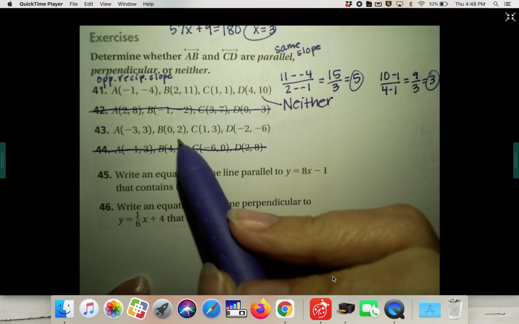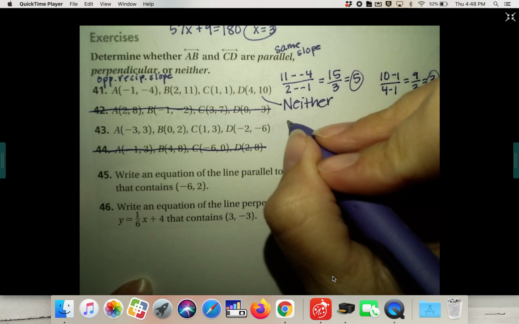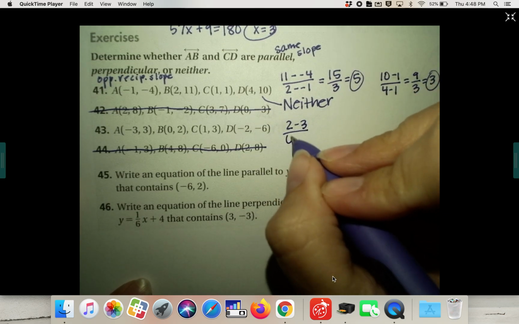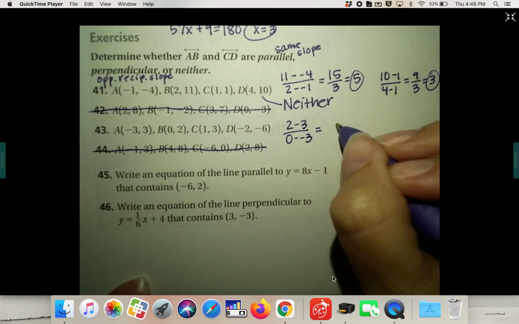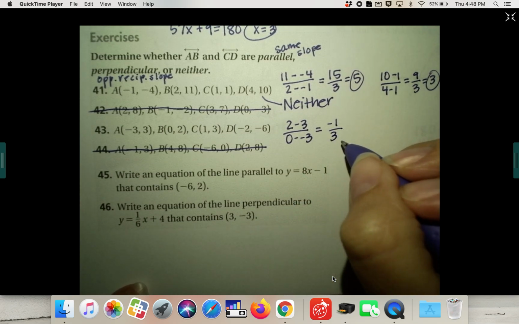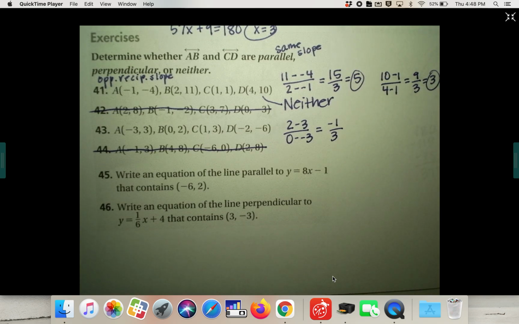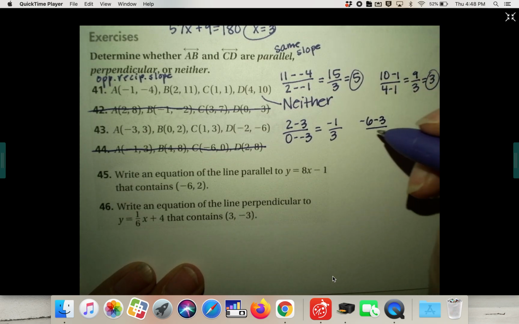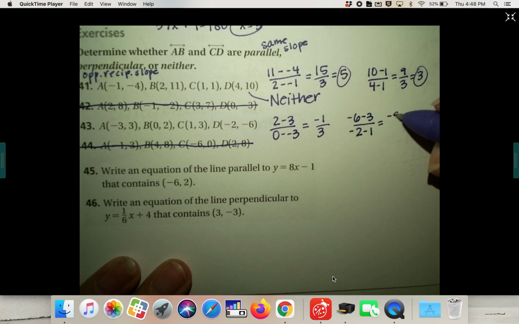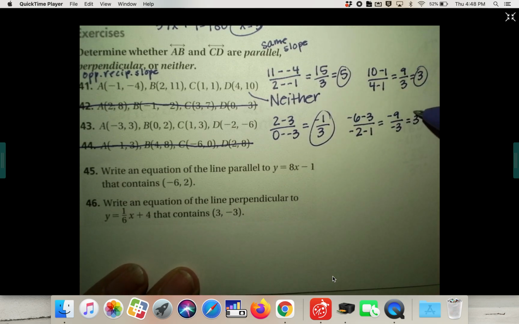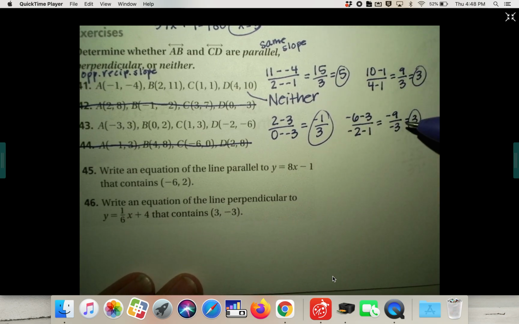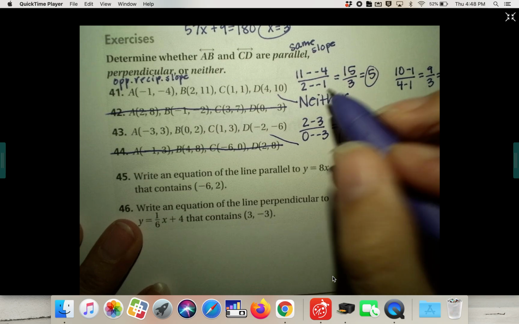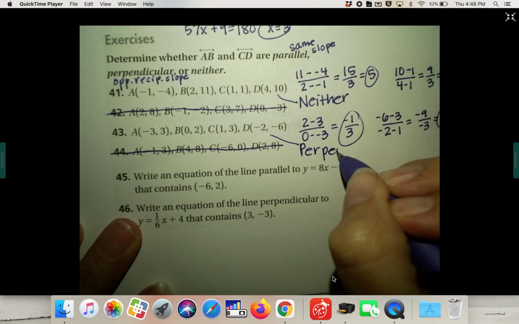All right, let's try 43. So 2 minus 3 over 0 minus negative 3. 2 minus 3 is negative 1. 0 minus negative 3 is 3. So we've got negative 1/3. And then negative 6 minus 3 over negative 2 minus 1. That's negative 9 over negative 3, which is positive 3. So the relationship between negative 1/3 and positive 3 is they are opposite reciprocals. So that would make these two lines perpendicular.